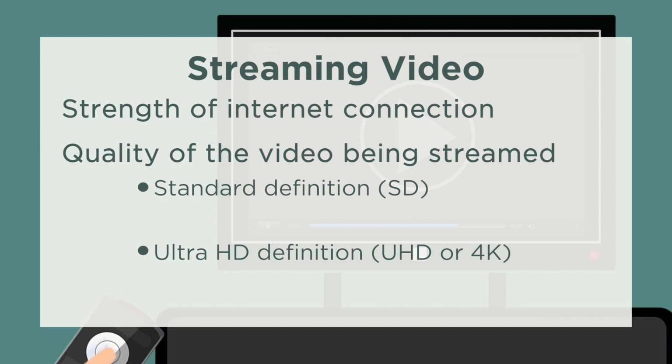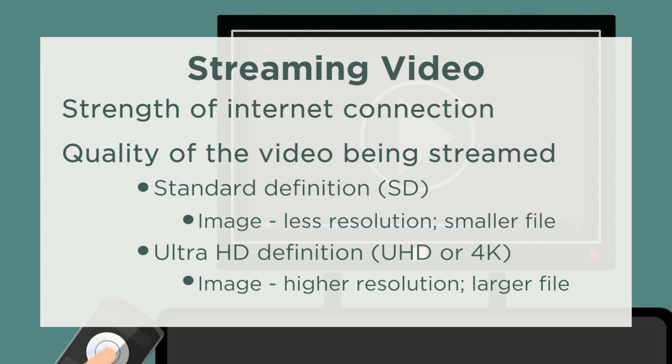The reason a standard definition video does not take as much to stream is because it doesn't have as many pixels per inch. So the image is not going to be as sharp, and the bigger the monitor or TV you're playing it on, the more you'll really see that. Whereas an ultra HD video is going to be very sharp because there are a lot of pixels making up the image. But that also means the file size is bigger and it takes more to send it through an internet connection to stream.